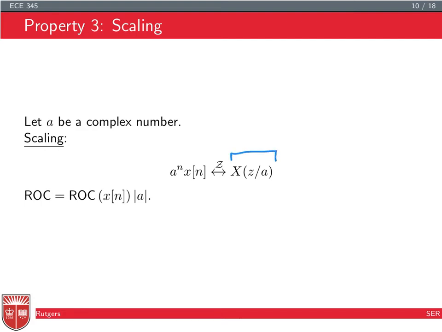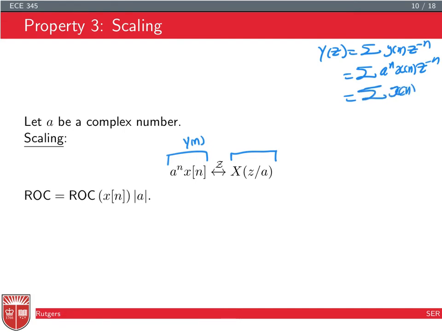If you call this y of n, then Y of z is the sum of y of n z to the power minus n. Then you replace y of n by its value, a to the n x of n z to the minus n, so it's the sum of x of n times z by a to the power minus n, and this is exactly X of z by a. So instead of z, you scale z by dividing it by a, and the ROC is the ROC in the scaled plane. So everything is multiplied by the norm of a.